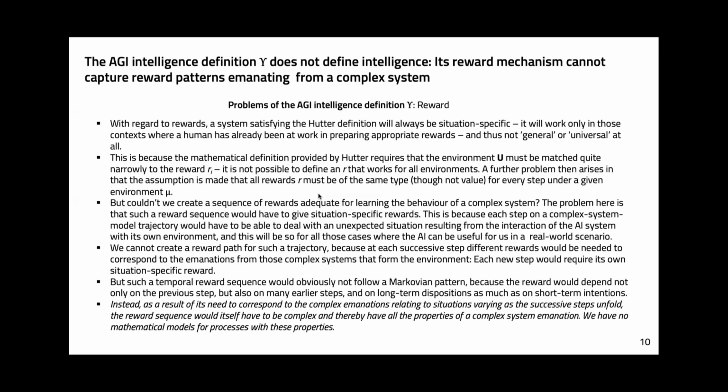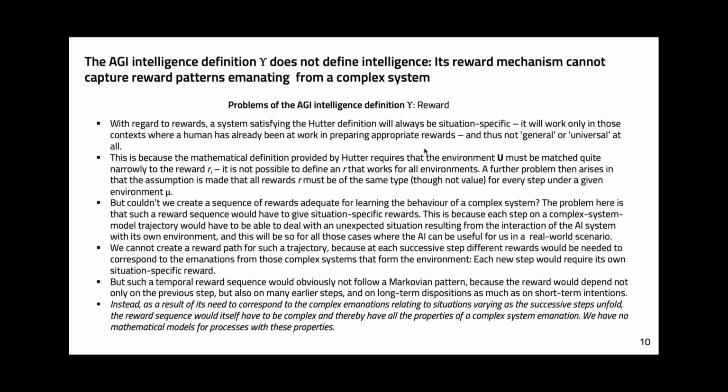Speaking of reward, what is even more important is that the reward pattern that we see, the sum of reward, is actually unable to model the reward patterns that we encounter in real life. Because first of all, the system that satisfies the Hutter definition will always be situation specific. So it will work only in the context where a human has already been at work in preparing appropriate rewards. So there is no general or universal reward.